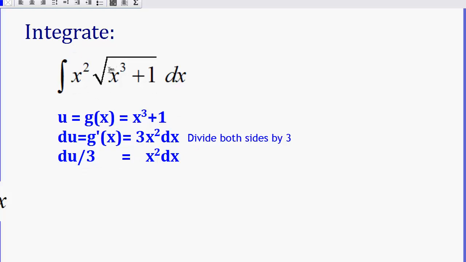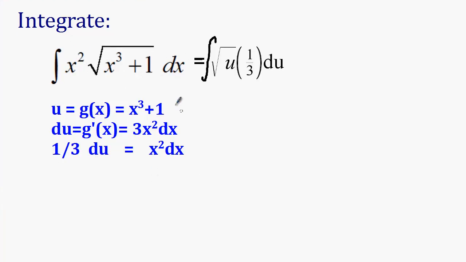Because I have the integral of u to the 1/2 power times the derivative of u. So when we do the substitutions here, we put in u for x to the third power plus 1, so this becomes the integral of the square root of u times the derivative of u, which is x squared dx, times a third. That's where the 1/3 du is, because the 1/3 du replaces the x squared dx term. That and that are the same, just like u and x to the third power plus 1 are the same.